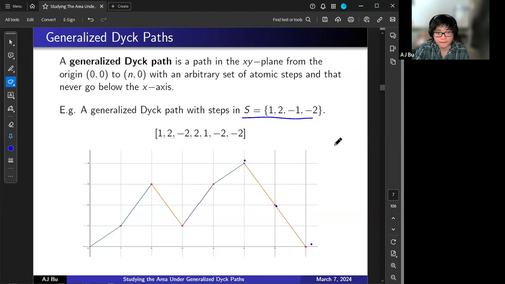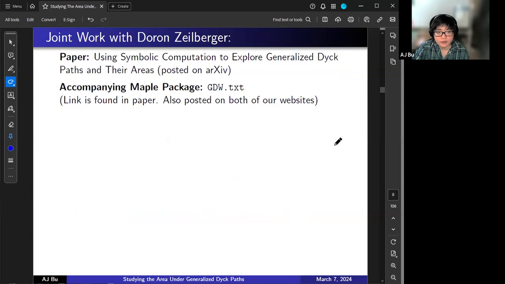Okay. So now that we have that, I'm going to talk a little bit about my joint work with Doron Zeilberger, and this is covered in our joint paper, Using Symbolic Computation to Explore Generalized Dyck Paths and Their Areas, which can be found on arXiv. And it has an accompanying Maple package, ddw.txt. The link to this Maple package is found in our paper, but it's also posted on both of our websites.